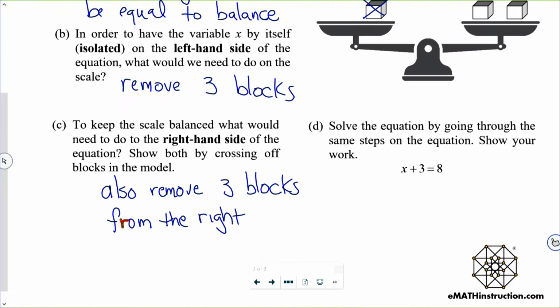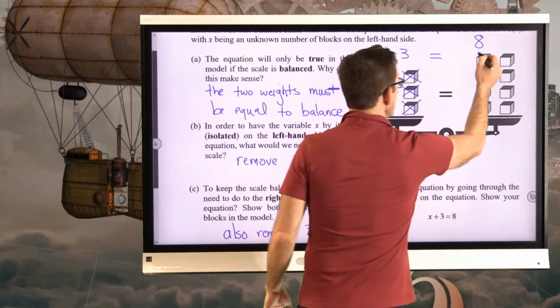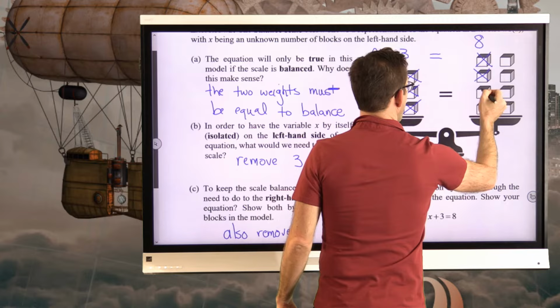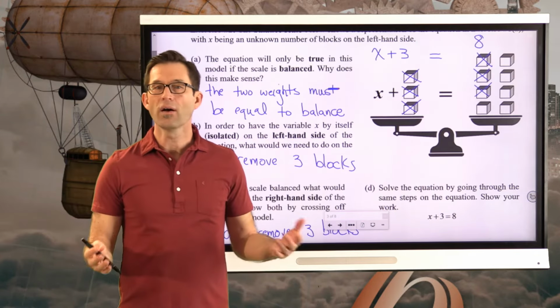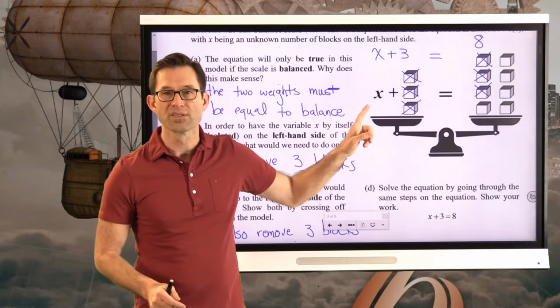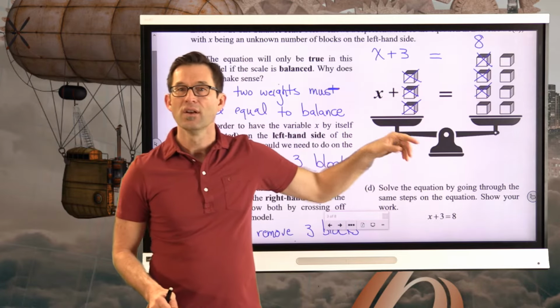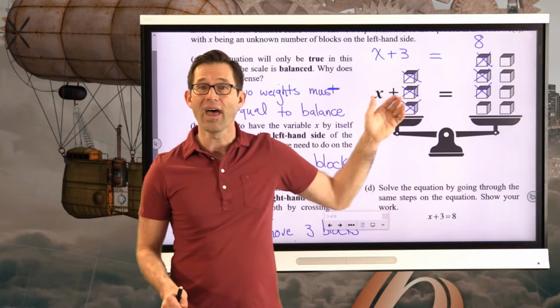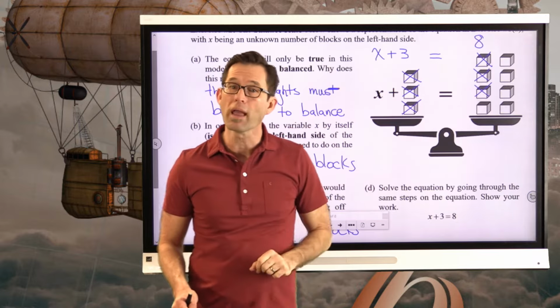And our mysterious red pen rears its ugly head again. There we go. Also remove 3 blocks from the right-hand side. That's easy enough to do. But what's great about that is it tells me exactly what x must be, because x is all by itself on this side, and what we have left on this side is 5 blocks. So if they are to balance, then x must equal those 5 blocks that remain.